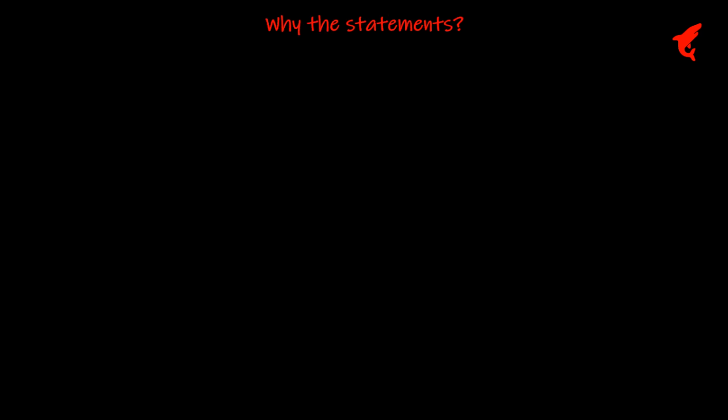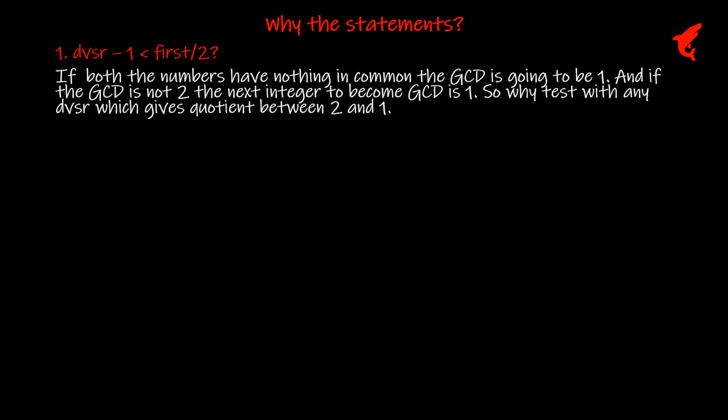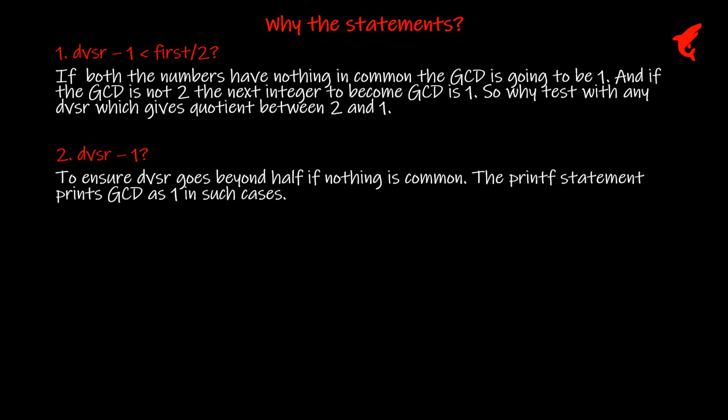Now, why certain statements in the code? First, the loop condition is divisor minus 1 less than half of first. The reason to have this statement is, if both the numbers have nothing in common, then the GCD is going to be 1. And if the GCD is not 2, the next integer to become GCD is 1. So why test with any divisor value which gives a quotient between 2 and 1? Next, why divisor minus 1? To ensure divisor goes beyond half if nothing is common. The printf statement prints GCD as 1 in such cases.